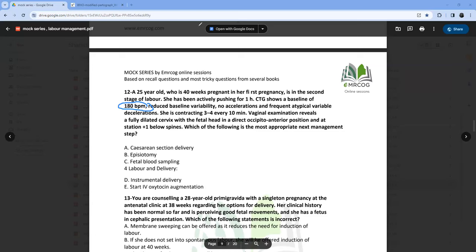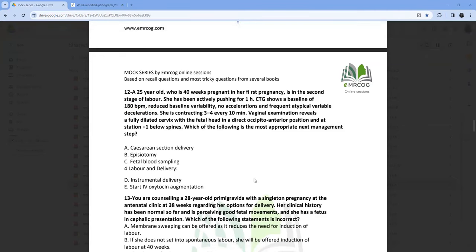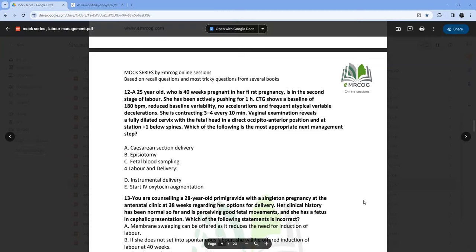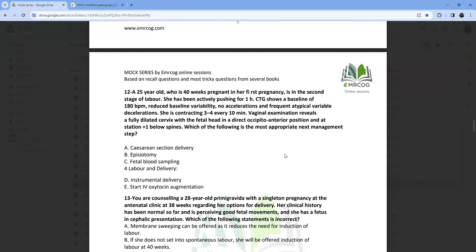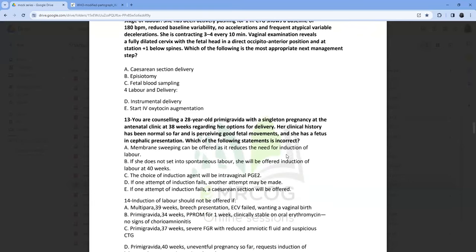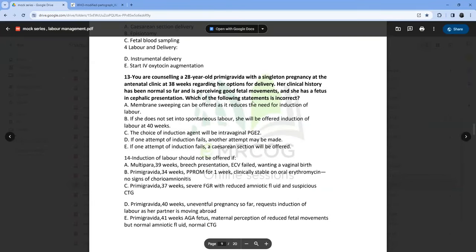Pathological CTG is not a contraindication for instrumental delivery, my friends. Please remember this fact based on the guideline, right? There are fetal indications and maternal indications: the exhausted mother in the previous scenario was an indication for offering instrumental delivery. At the moment, the indication for instrumental vaginal delivery is the distressed fetus, right? So it will be an instrumental delivery in theater. Well done, you're answering very nicely, mashallah.